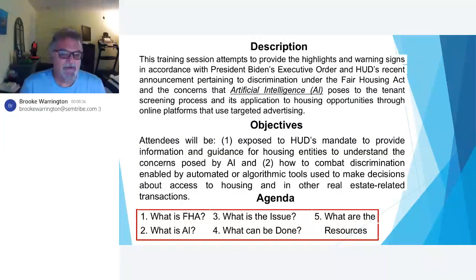Down at the bottom, you see 5 things here that are on the agenda. Number 1, what is the Fair Housing Act, or FHA? Number 2, what is artificial intelligence? And number 3, what is the real issue? Although I kind of alluded to it, and that is discrimination. So what is the issue and related issues here? Number 4, what can be done about this? What protections can we take? And lastly, what are the resources?